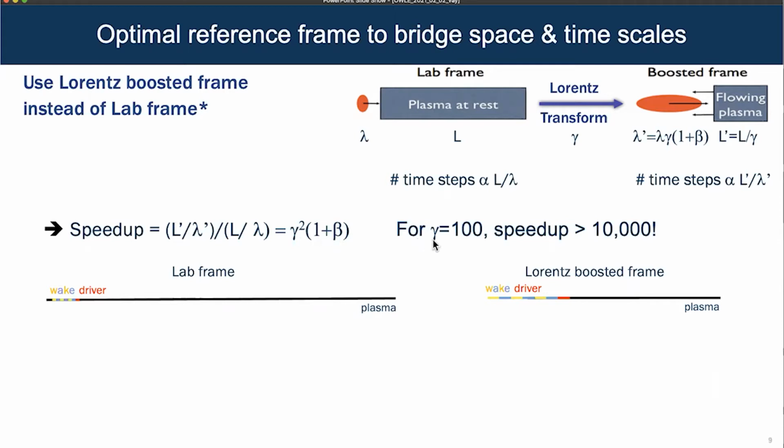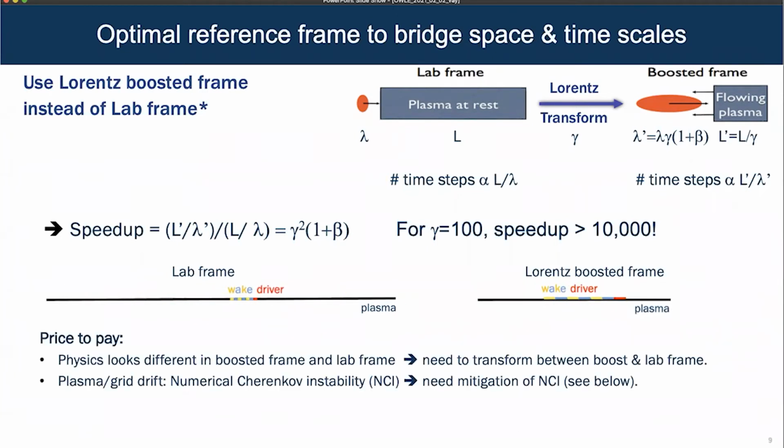So say that you take a frame of gamma equal to 100, that corresponds to a speed-up of more than 10,000. And this little animation shows you how that works: you have the simulation in the lab frame on the left, and equivalently the crossing on the right is much faster. That's just an illustration of what happens. So now there's a price to pay.